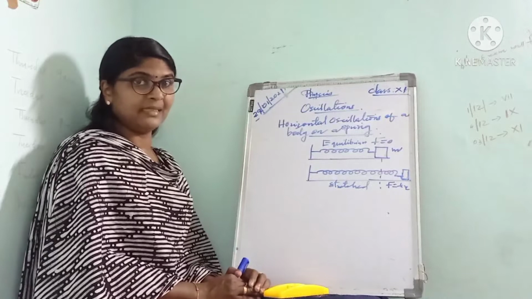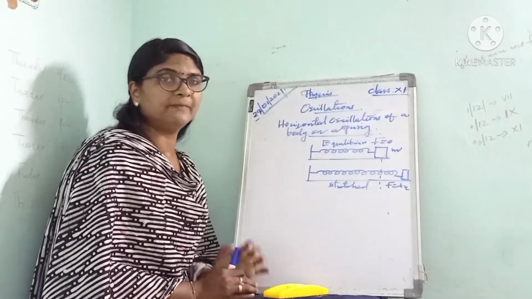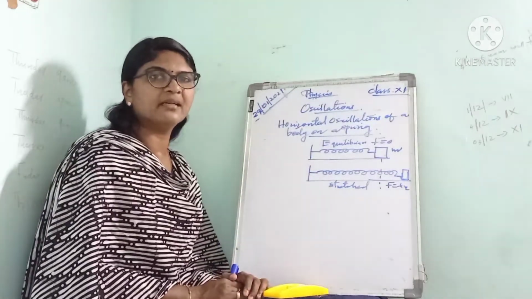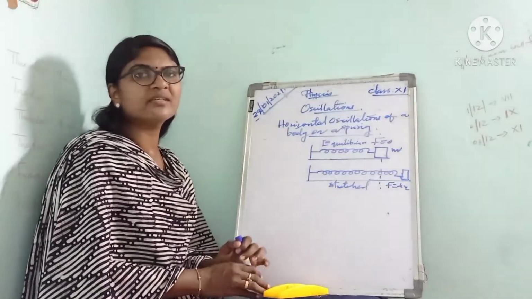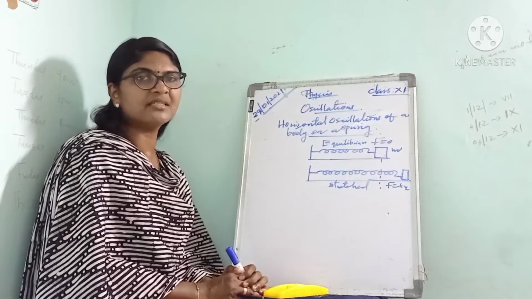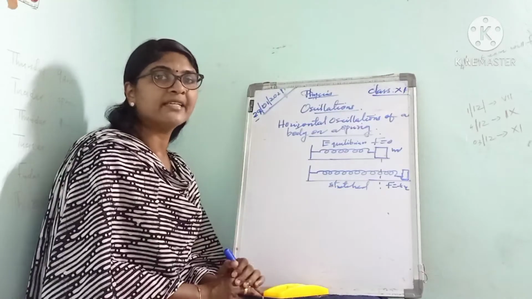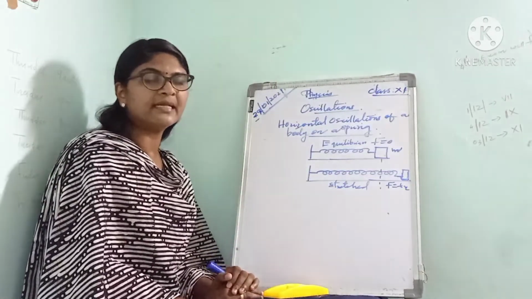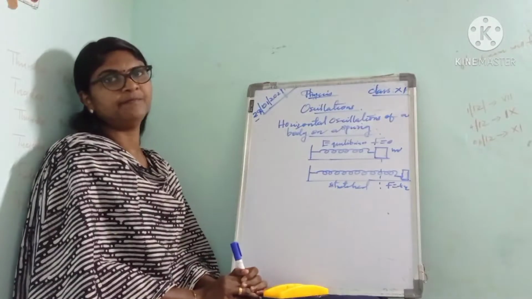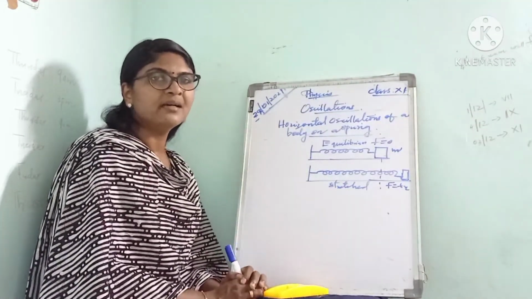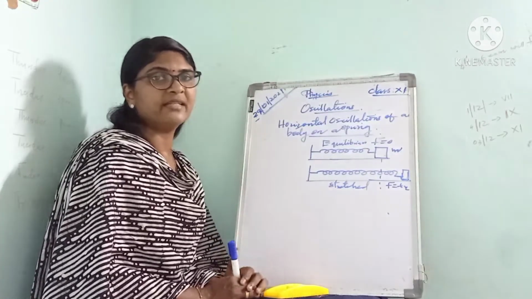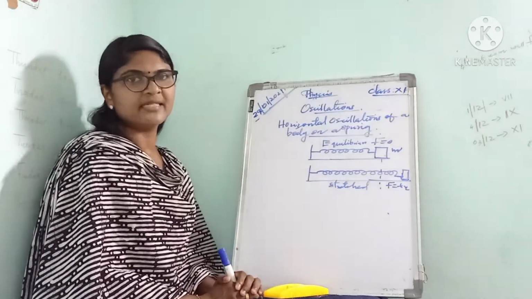Last class we discussed the energy of a particle executing simple harmonic motion, where we derived the equations for kinetic energy and potential energy, and also calculated the total energy of a particle that executes simple harmonic motion. Also we drew a graph showing the variation of energy with time.